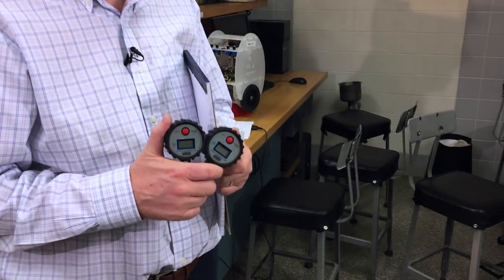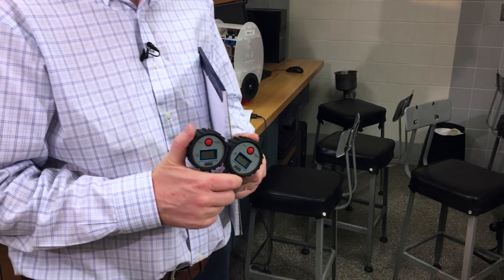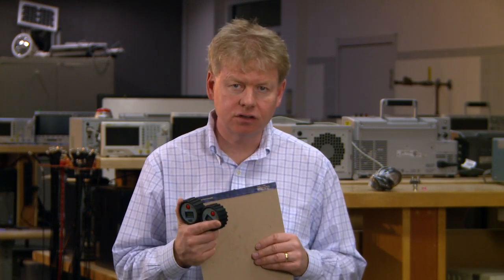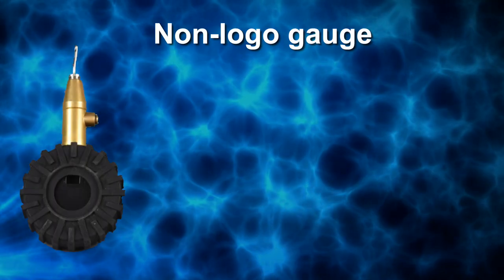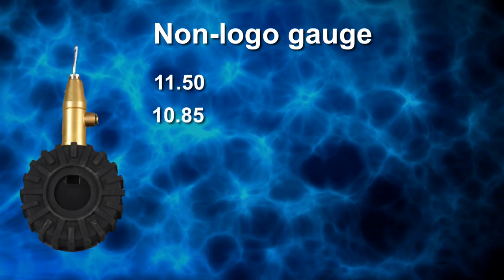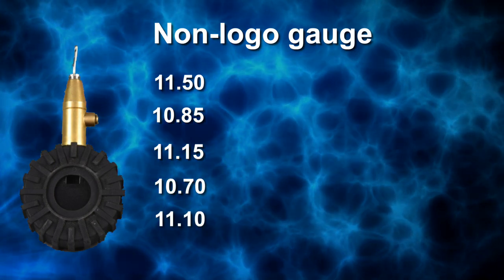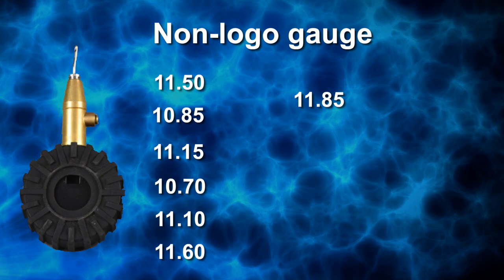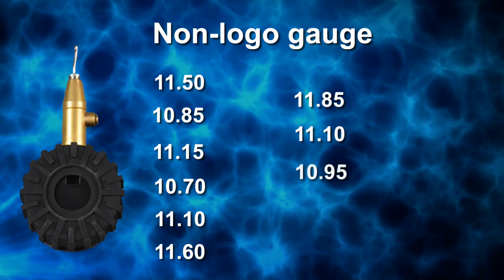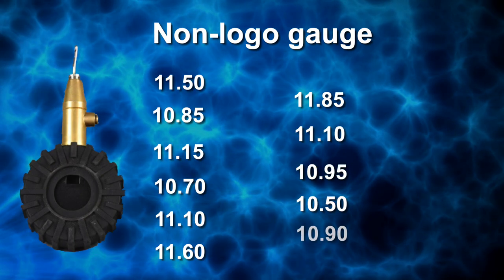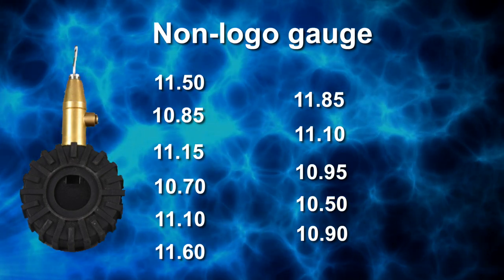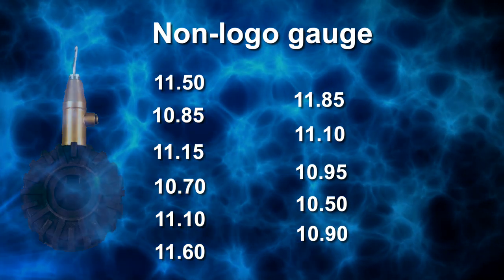Now, as I said before, the referee had two gauges in his equipment bag that day, the non-logo gauge and the logo gauge. And so what I want you to do now is to repeat the work you did earlier for the measurements from the non-logo gauge. And the values from that, I've written them down here, are 11.50, 10.85, 11.15, 10.70, 11.10, 11.60, 11.85, 11.10, 10.95, 10.50, and 10.90.